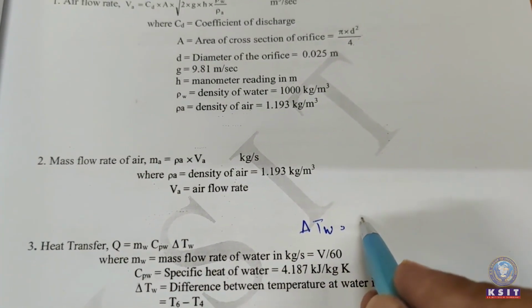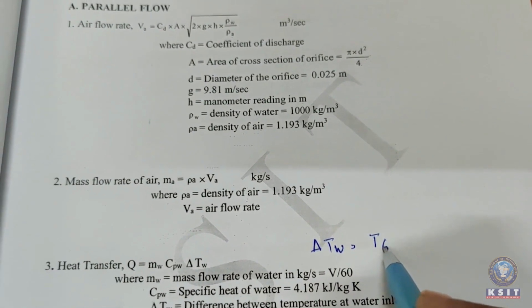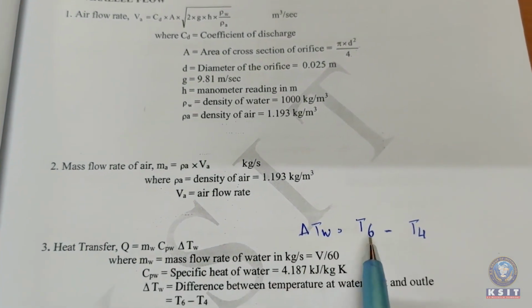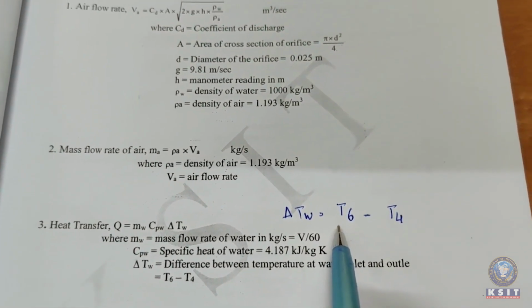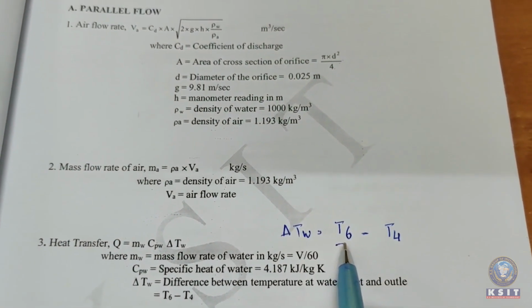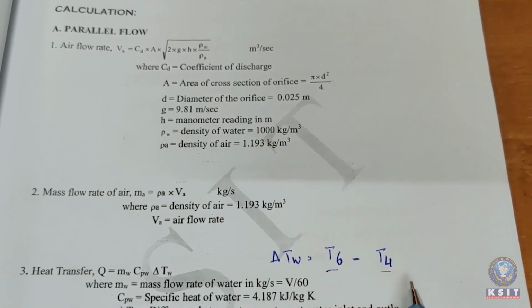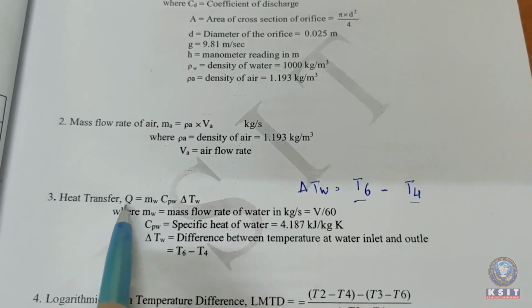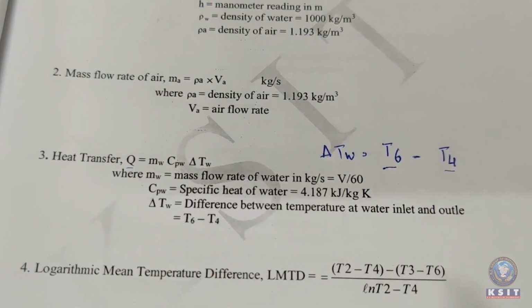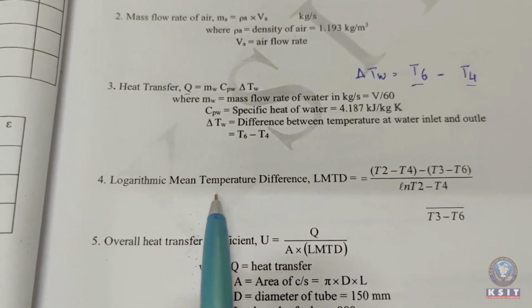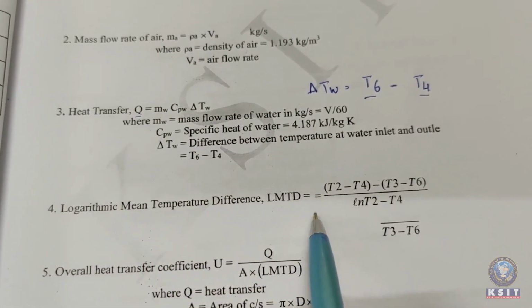Delta T_W is T6 minus T4. So T6 is the water exit temperature, and T4 is the water inlet temperature. So you calculate what? You calculate the actual heat transfer. So next you calculate the log mean temperature difference.